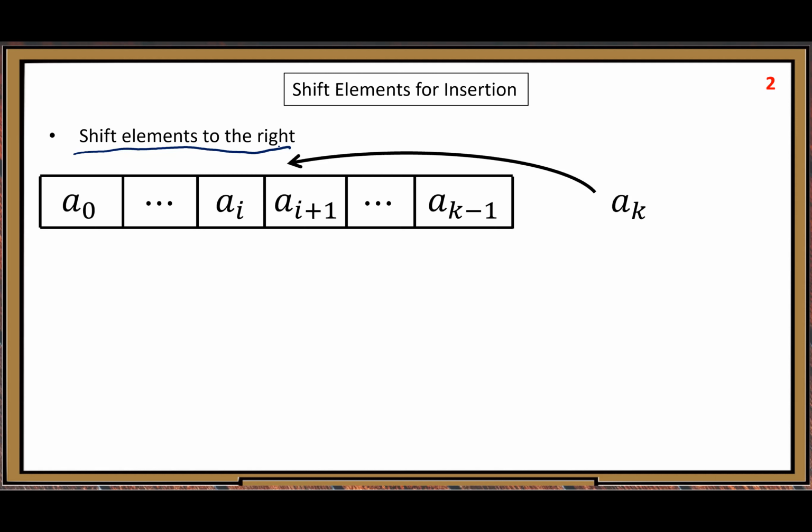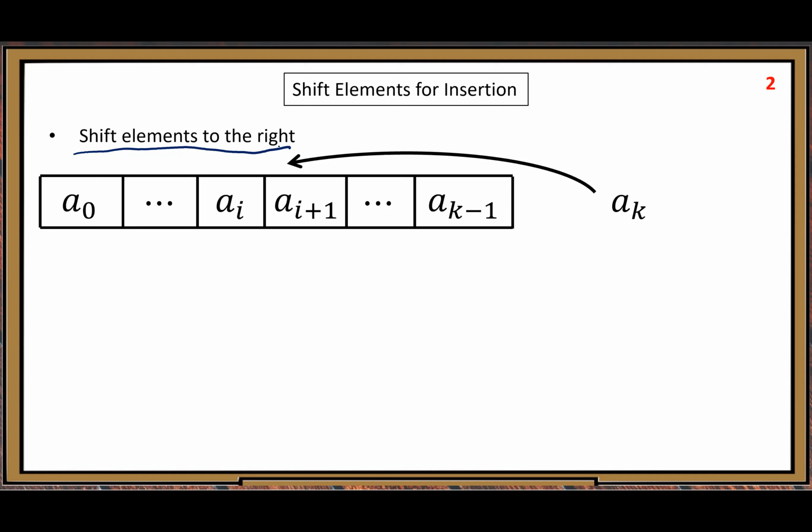Shift elements for insertion using a diagram to visually understand the step. Shift elements to the right. How do we implement that insertion operation? This tells us how to implement it using some visual way. All right, so let me draw the diagram.